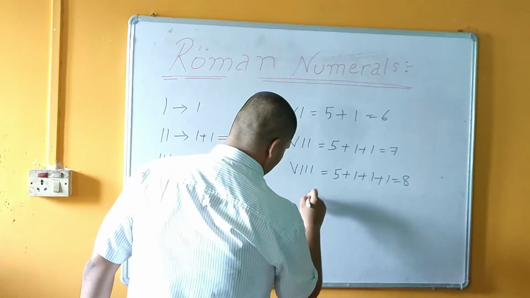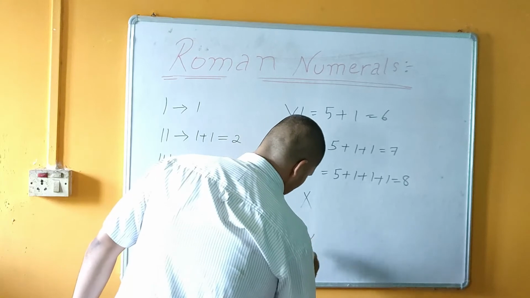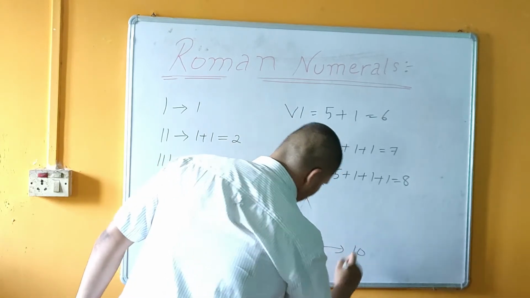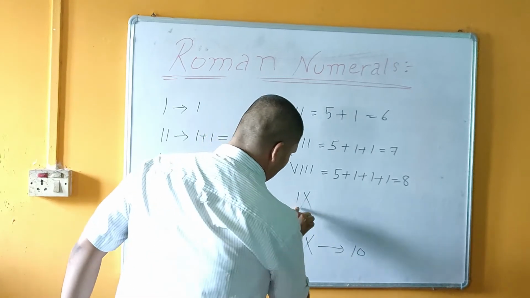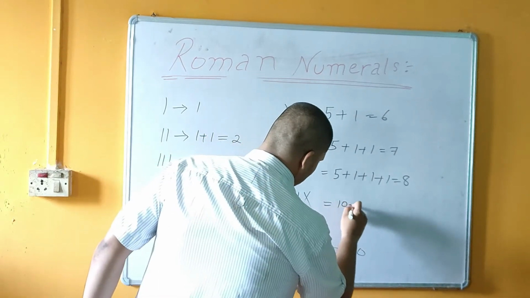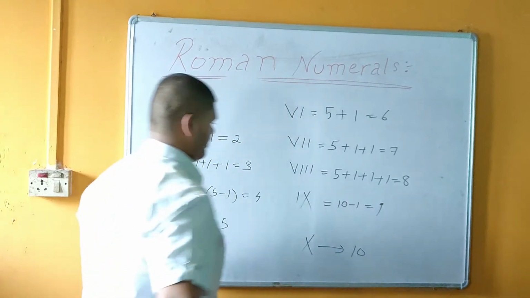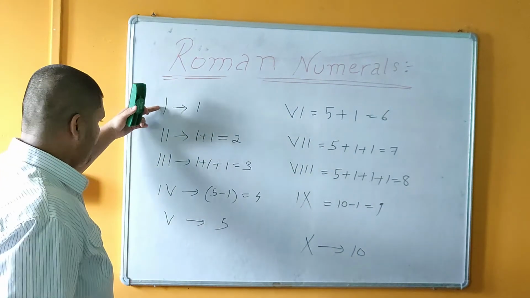Now I want to write 9. So first of all I am writing 10. For 10 it is simply X. I want to make it 9, so I have to subtract I. You have to write it on the left hand side. It will be 10 minus 1. It is nothing but 9. Okay. This is all about 1 to 10.